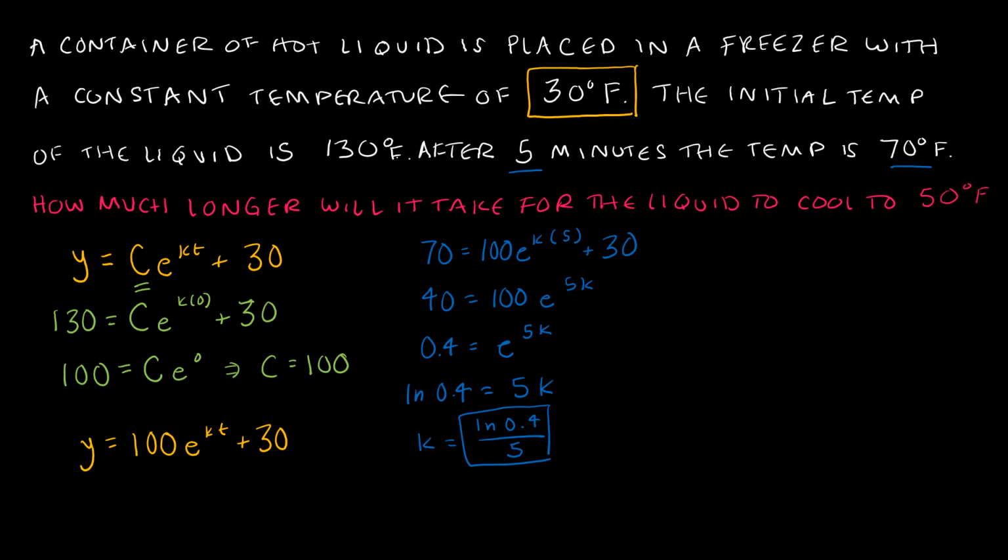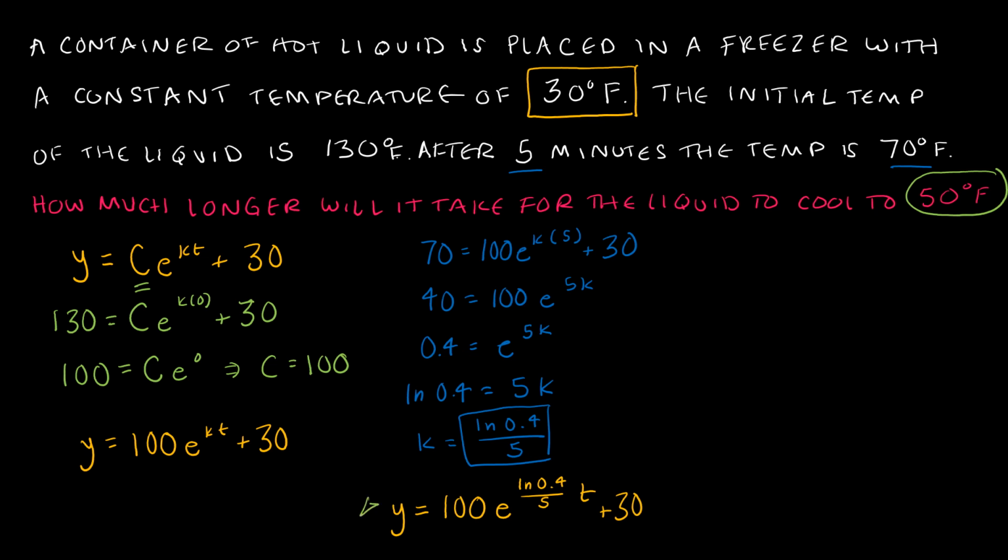So after this step, I could say that my model is starting to come together a little bit more: y equals 100e to the (natural log of 0.4 divided by 5)t plus 30. And so that actually is my model. So if it said find the model, we're done. Now we have to look at the part that I have written in pink that says how much longer will it take for the liquid to cool to 50 degrees. So we're saying how much longer to get to 50.